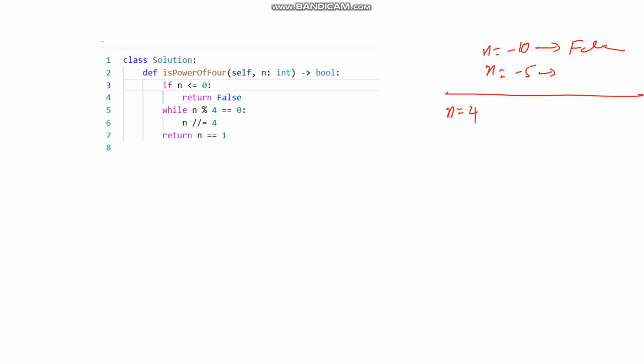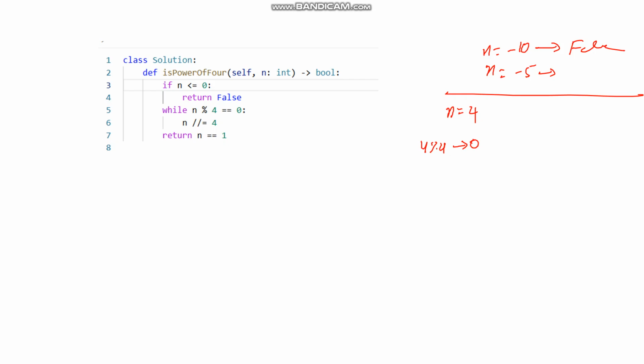If I give the n value as 4, now come to this one. 4 is less than or equal to 0? The condition is false. This line will not be executed. While n mod 4. What is n mod 4? 4 mod 4 value is 0. 0 equals 0. The condition is true.